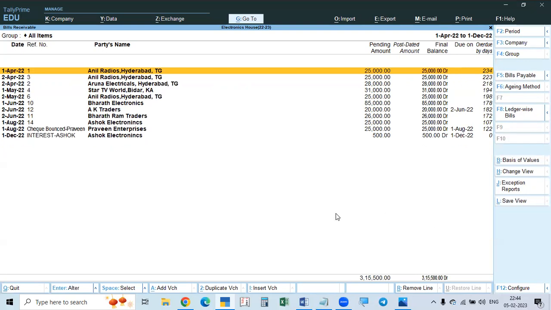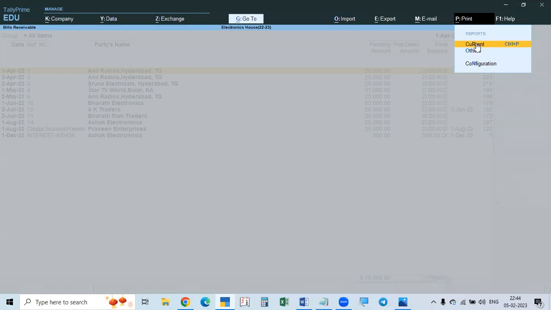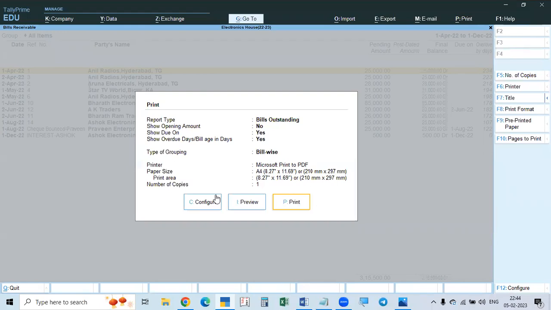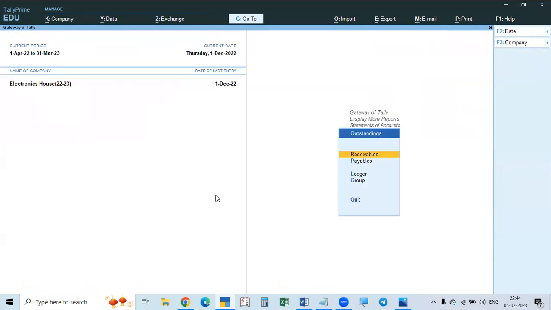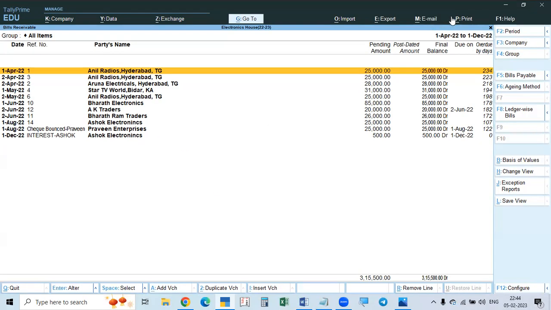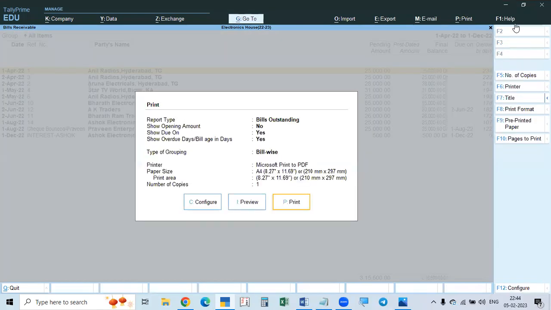Suppose you want to print this report. How to print the report? Here in this case, print is there. Alt P. If you click that, it will show the account. Again, R we have to click, and then it will show the print page. Instead of that, we can do one thing. Instead of Alt P, if you press Control P, it goes directly.